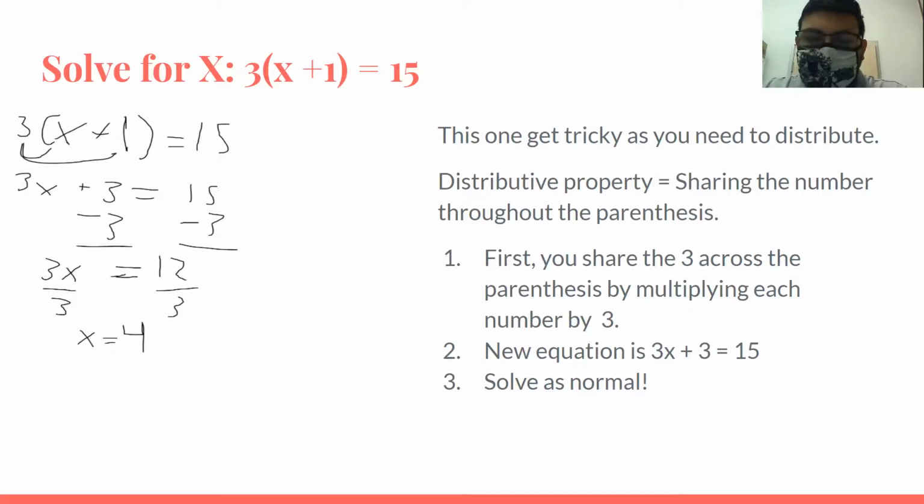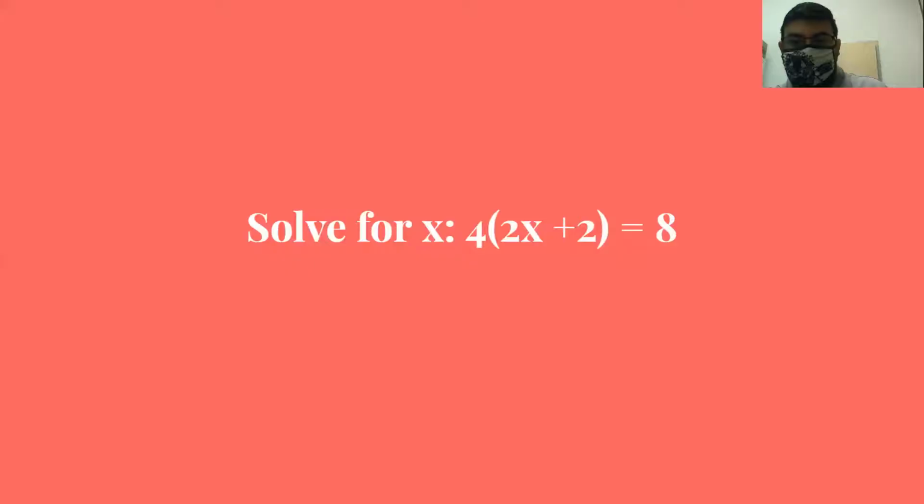That's all you got to do. It's very simple. Once you have the hang of things, don't get confused. Don't trip up too much. Just distribute. And once it's distributed, solve as normal. Everything that we've already been doing, just solve as normal. So now I want you to try this one, okay? 4 times 2x plus 2 equals 8. Distribute the 4 and then solve as normal. That's all you got to do. So pause this video, try it out, see what you get.